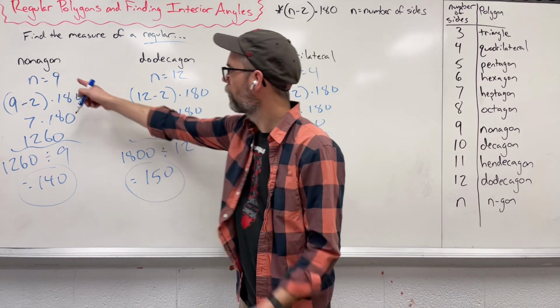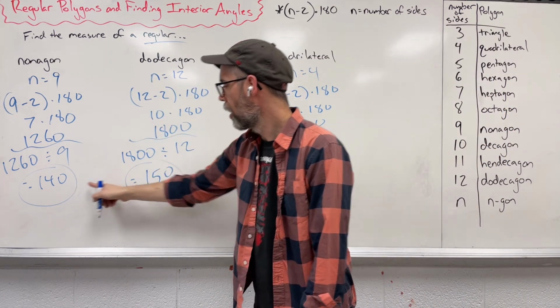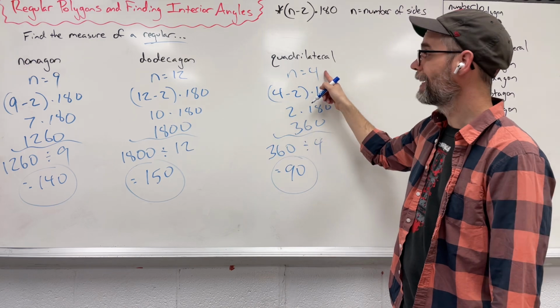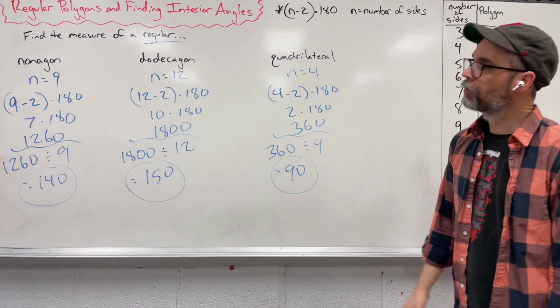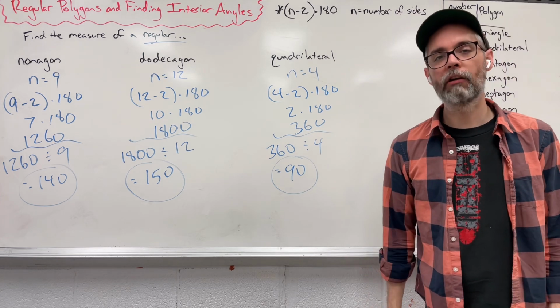So let's think about this. More sides, bigger angle. Less sides, smaller angle. And that's using regular polygons and finding the interior angles of them.